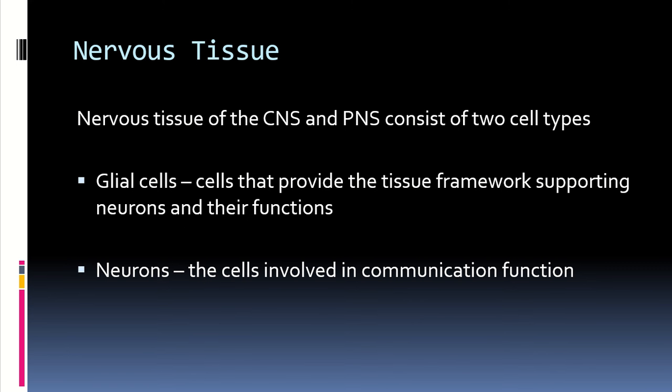Now, nervous tissue of the central nervous system and the peripheral nervous system consists of two cell types: glial cells, which essentially provide a scaffold and a framework for supporting neurons and their functions of sending signals or interpreting sensory information. Neurons are the second type of cell, and these are the ones involved in communication, what you might typically think of what the nervous system does.